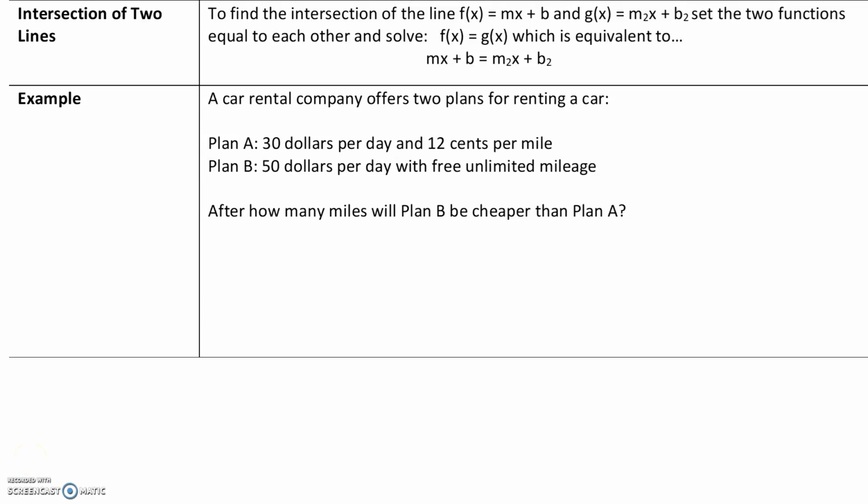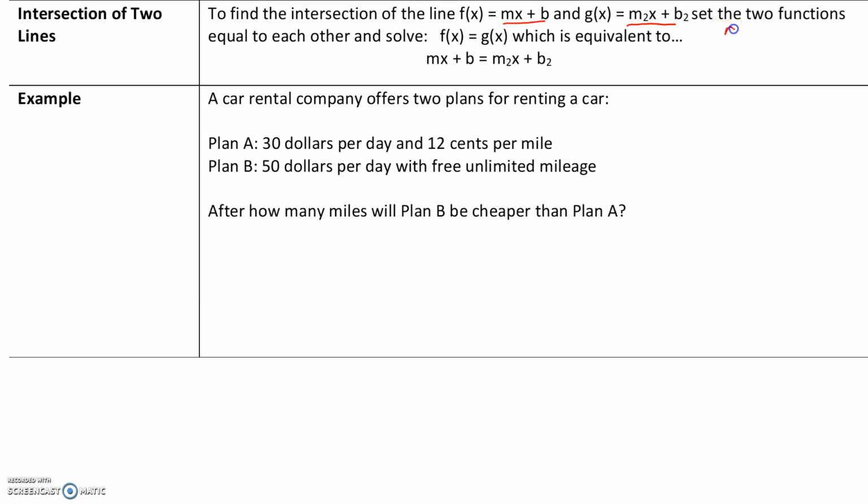This is part 2 of the lesson on linear functions. Let's talk about the intersection of two lines. To find the intersection of line f of x equals mx plus b and g of x equals m2x plus b2, set the two functions equal to each other and solve. f of x equals g of x, which is equivalent to mx plus b being equivalent to m sub 2 x plus b sub 2.